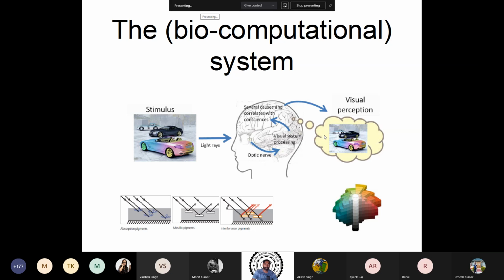Okay. Any questions at this stage? This is a little difficult to understand, so I'm just going slide by slide.